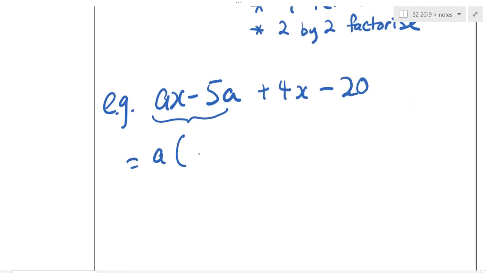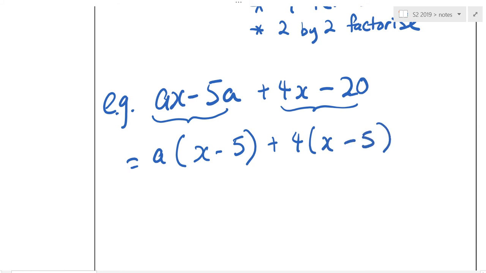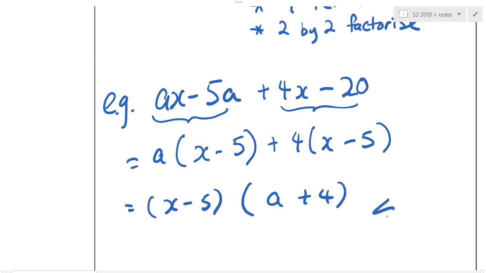A bracket, what do I write inside? x minus 5. The other two, plus 4 bracket x minus 5. Notice I always put plus in between them. I don't try and put minus first. Okay? Is there a common thing in the 2 brackets? Then you factorize again. So this is what you write: x minus 5 and then a plus 4. In the exam, this is 2 marks. So I give you 10 marks, eh? So 2 marks, 2 marks.